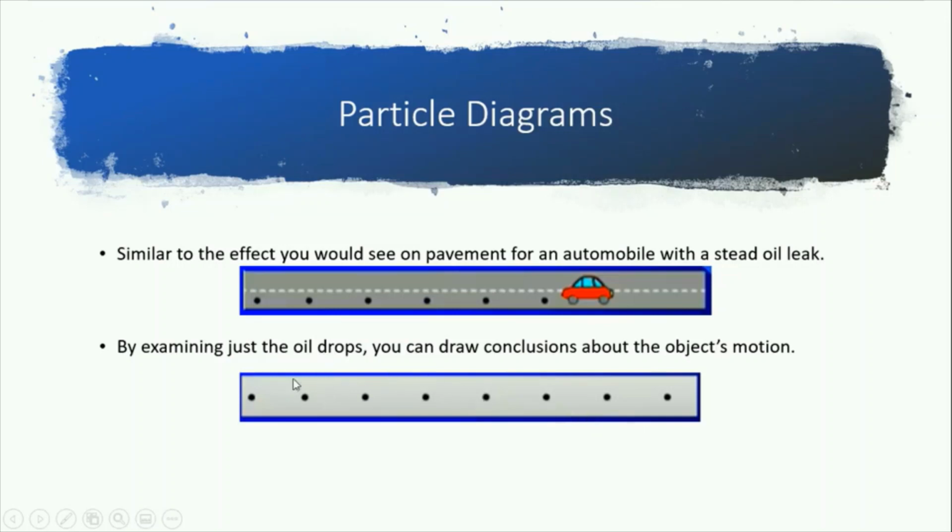What we can't tell from this bottom drawing is the direction. We see that there are drops there, but we don't know, was the car actually moving to the right or was it moving to the left? We don't know that based on the drops. Once you add the automobile in there, you probably can tell.